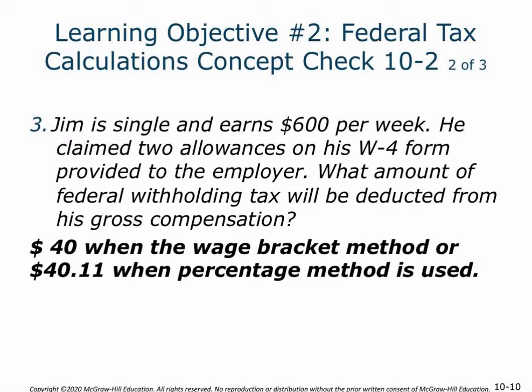Learning objective 3. Jim is single and earns $600 per week. He claimed 2 allowances on his W-4 form provided to the employer. What amount of federal withholding tax will be deducted from his gross compensation? And here we have 2 amounts that are listed, $40 using the wage bracket method and $40.11 using the percentage method. And what I'd point out here is if you think back to those appendices, if we use the percentages for assessing tax liability, we'd get a precise number, and then when we use those tables, we get kind of an approximation. We get a similar thing here, where we've got $40.11 using the percentage method, but if you round that off to $40, you're going to see that we get that with the wage bracket method.